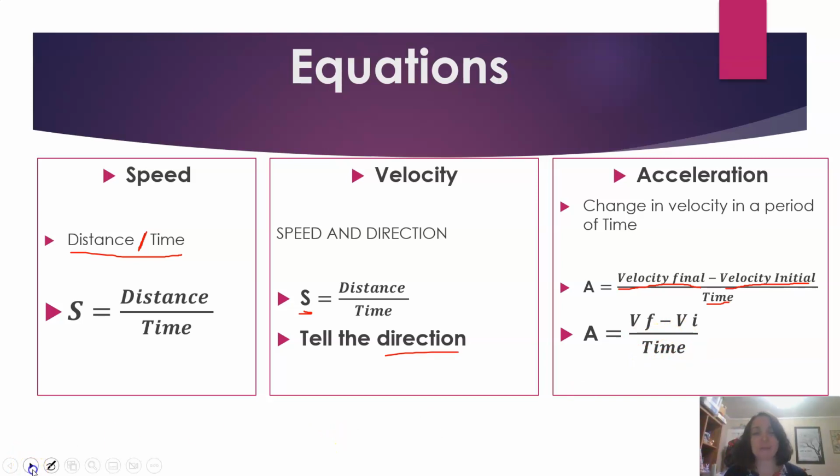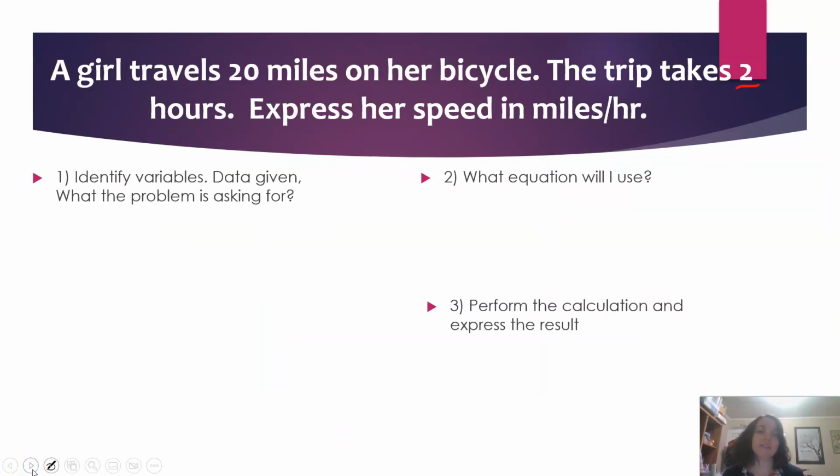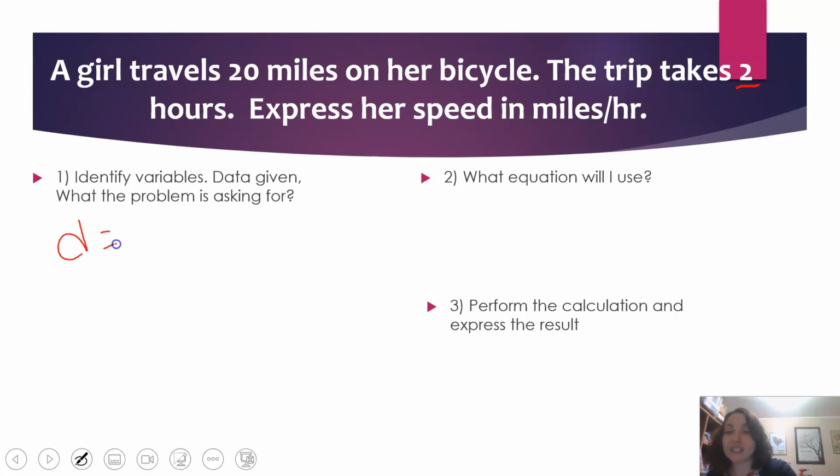Let's take a look. A girl travels 20 miles on her bicycle. The trip takes 2 hours. Express her speed in miles per hour. So the variables we have are how far she went. Her distance was 20 miles. The time it took her was 2 hours, so T for time, 2 hours.